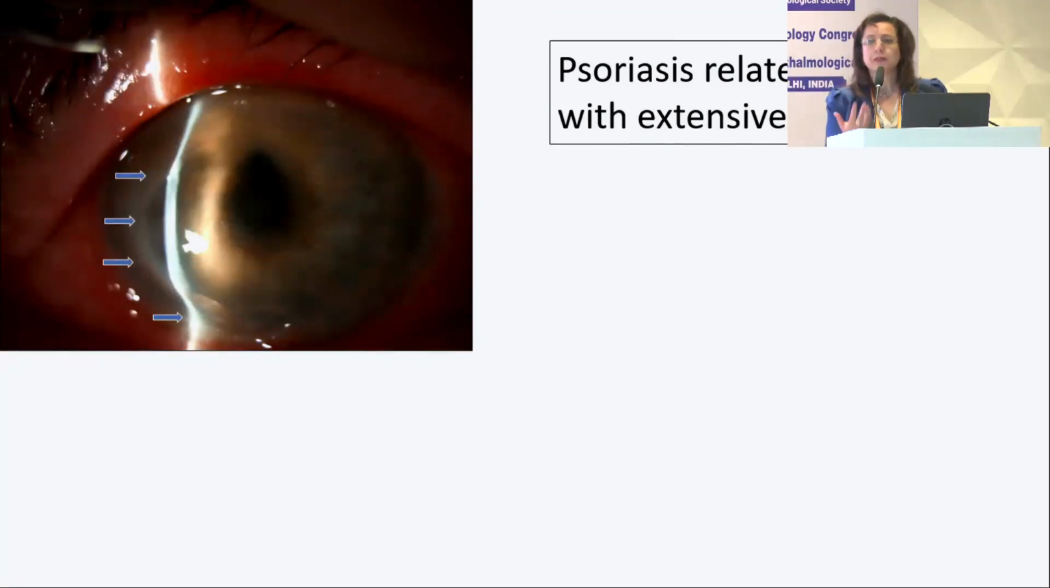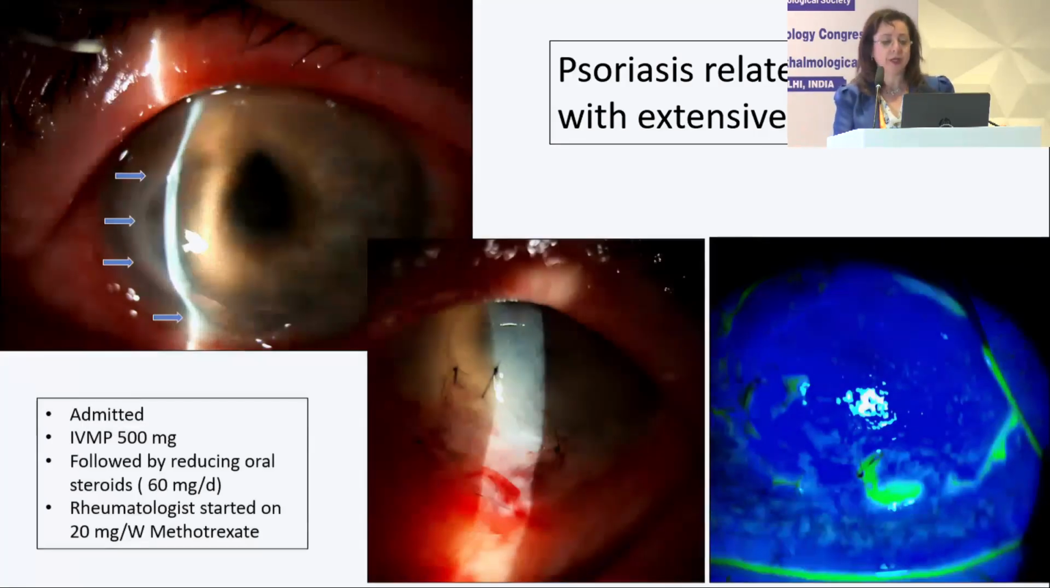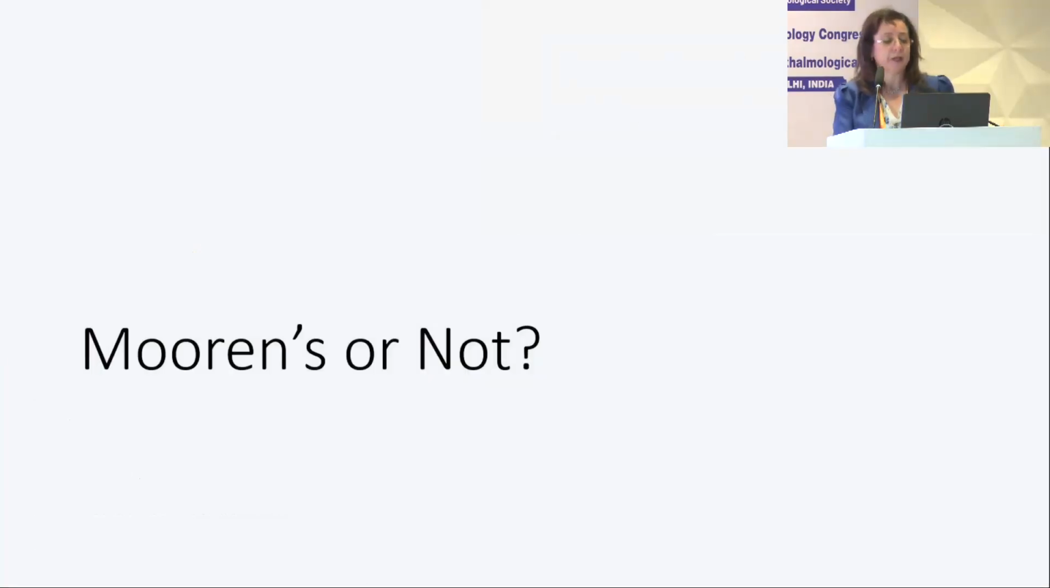This patient presented to us with burnt-out psoriatic arthritis. She stopped her methotrexate because the joints were fine, and she came with a PUK. It was getting worse and worse, and we put a multi-layer amniotic membrane on the area of the epithelial defect. We had to admit her and give her IV methylprednisolone, followed by oral steroids with the help of the rheumatologists. She was then maintained on 20 milligrams per week of methotrexate, and she had very good vision after.